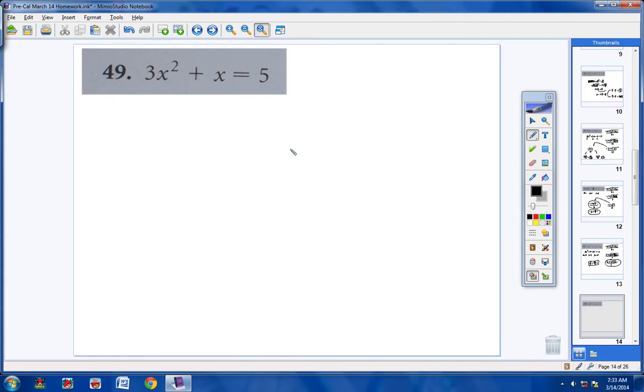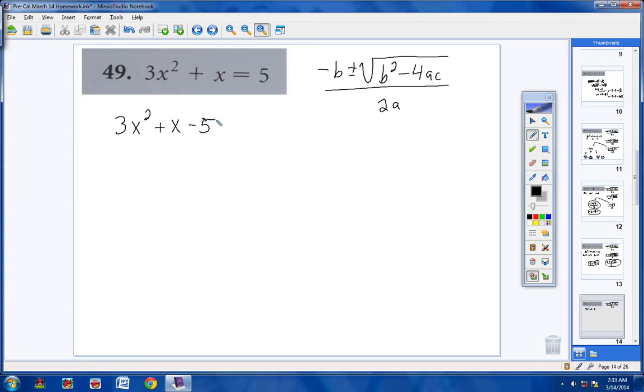Okay, we're going to use the quadratic formula like the directions have said to do. So in order to do that, we must get one side equal to 0. So we're going to bring the 5 over, and when we bring it over, we will make it a negative 5. And now let's get started. A equals 3, B equals 1 from right here, and C equals negative 5.